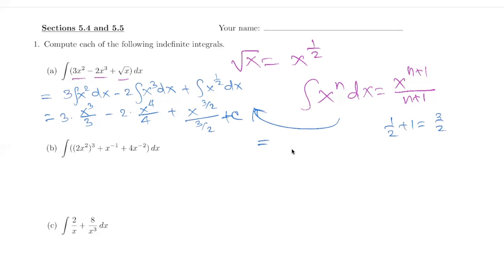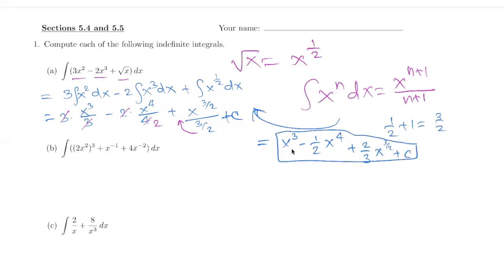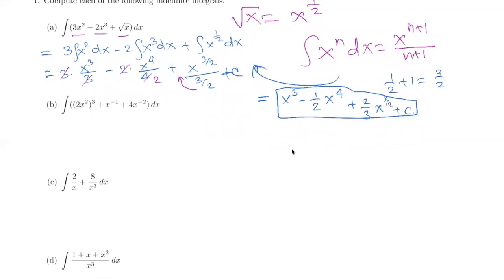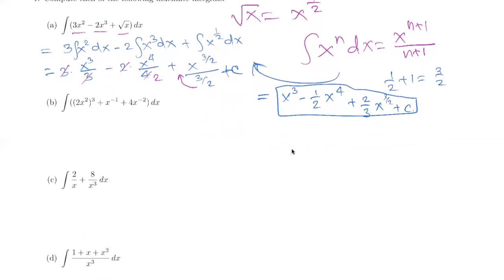As you can see here, 3 cancel, 2 goes 2 times, and this 3/2 bring to the front. That makes x cubed here minus x to the 4th over 2, which is the same as 1/2 x to the 4th, and plus here is 3/2. You can pull to the front. That means it flips. 3/2 becomes 2/3, x raised to 3/2 plus c. Okay, so that's the first part. Questions? Should be straightforward, right, by now.